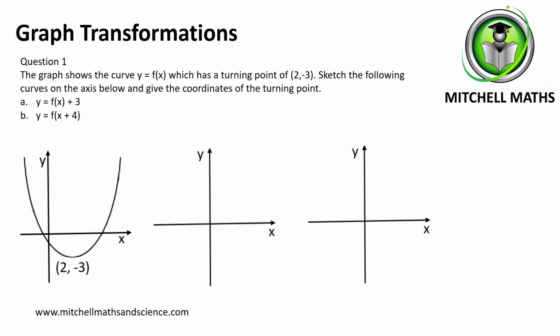So first we're going to have a look at what happens when you add a number to f of x, as in part A, y equals f of x plus 3. And we're also going to have a look at when you add a number to the x directly, which is shown in part B, where you have y equals f of x, in brackets x plus 4.